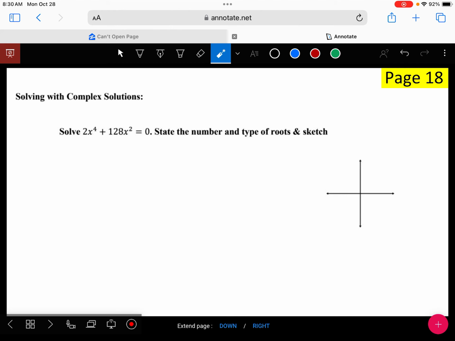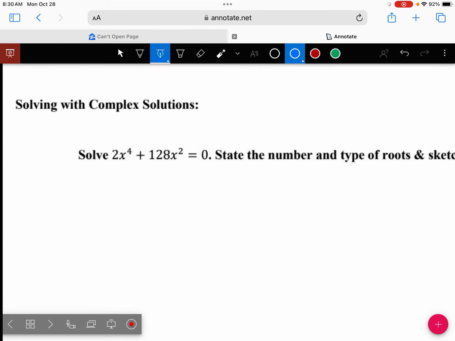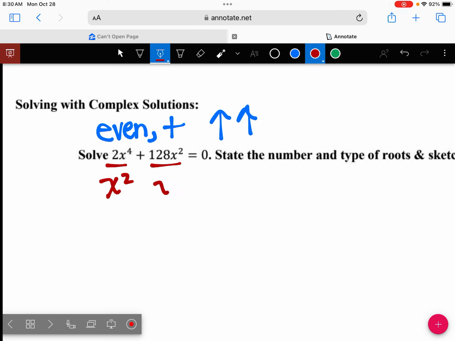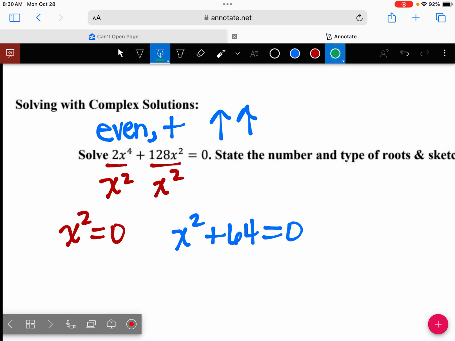All right, let's go ahead and look at the next one here. Again, this is even positive. So they're both going to go up. So we start by taking out our GCF, which is x squared. That's my first factor. And then when you divide, you get x squared plus 64 equals 0. And this is going to be imaginary again. So take a minute and try to solve both of those.